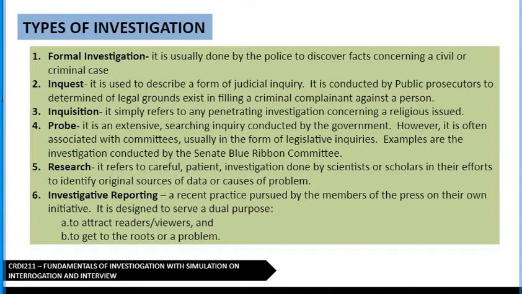Next, we also have research. Ano naman ang research? It is also a type of investigation. What is research? It refers to careful, patient investigation done by scientists or scholars in their efforts to identify original sources of data or causes of the problem. Ayan yung mga normal research na ginagawa nyo sa school. Di ba? Or sometimes, kung mas formal, research na ginagawa ng mga professional na tao.